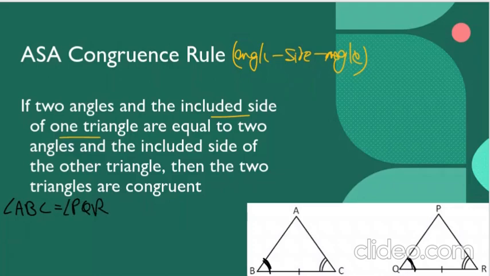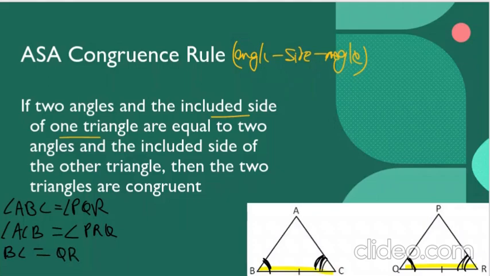Similarly, we have another angle, we don't have any side, we have just one side. Another angle is ACB. Correct? So angle ACB is equal to angle PRQ. Now between them which side is present? We have BC in triangle ABC and QR in triangle PQR. The in between, the included side. So I will say the side BC is equal to side QR.